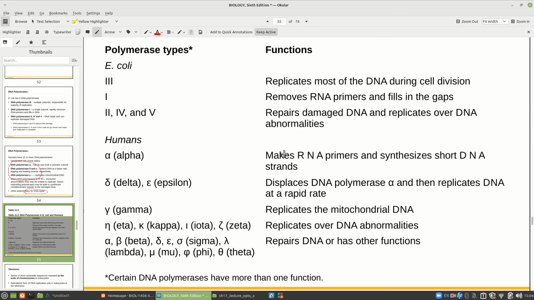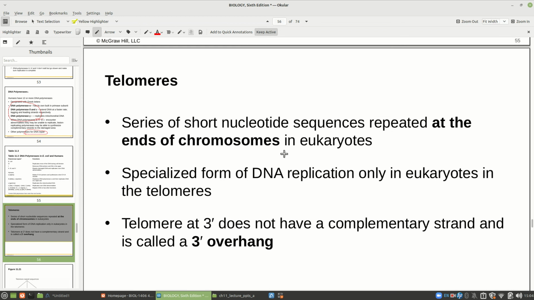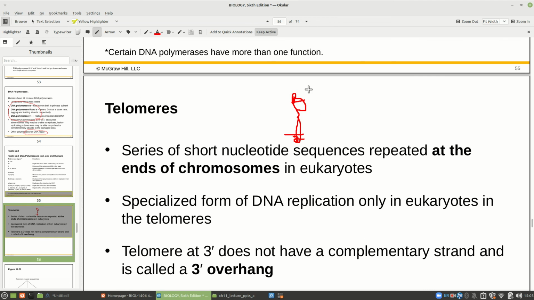So just know in general that is one of the functions of the polymerases. Now at the end of the chromosomes, you have something called telomeres. And we've actually kind of figured out what they do. Essentially, every time you copy a chromosome, every time you do DNA replication, make a new cell, and make a new chromosome, the ends get cut off. It's kind of not complete.